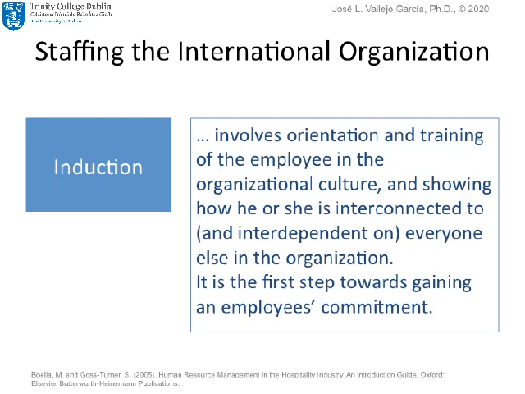The next point is the induction. Induction involves the orientation and training of the employee in the organizational culture. As I said, it's getting the candidate or the new employee familiar with the culture of the organization, with the climate of the organization, with the value system of the organization.